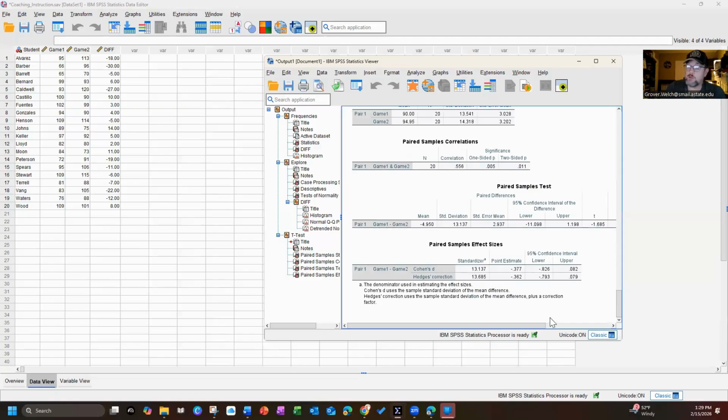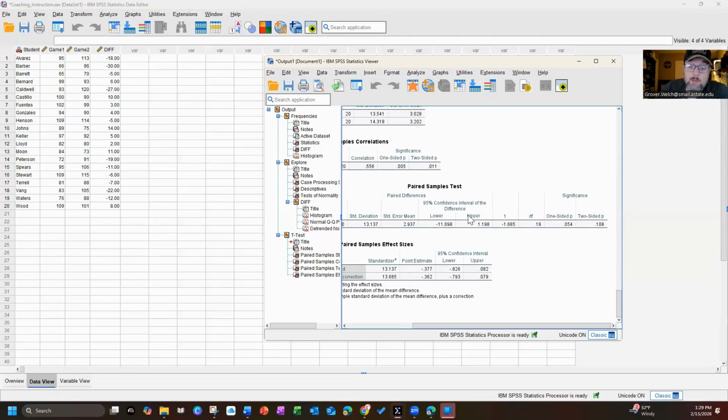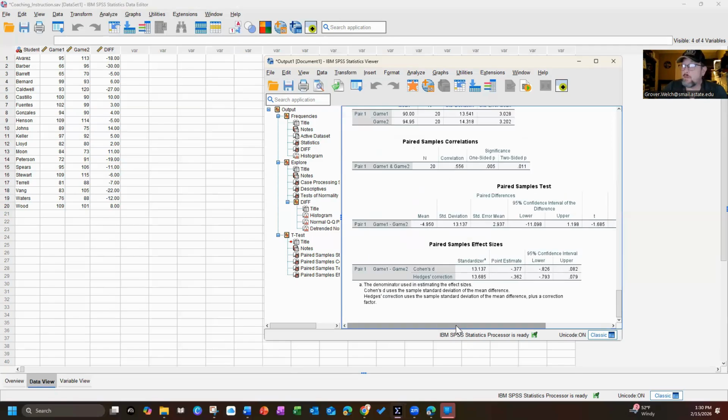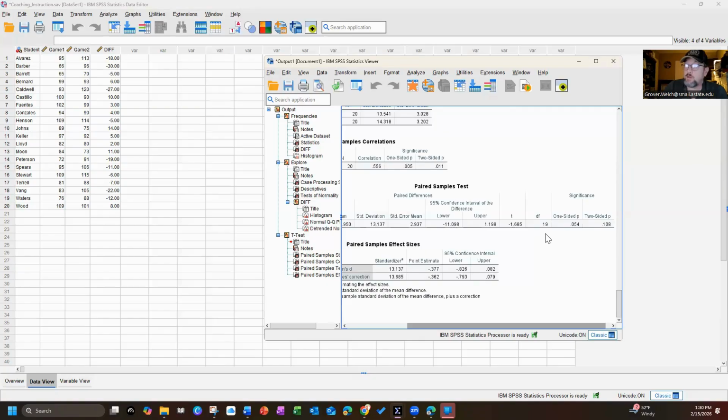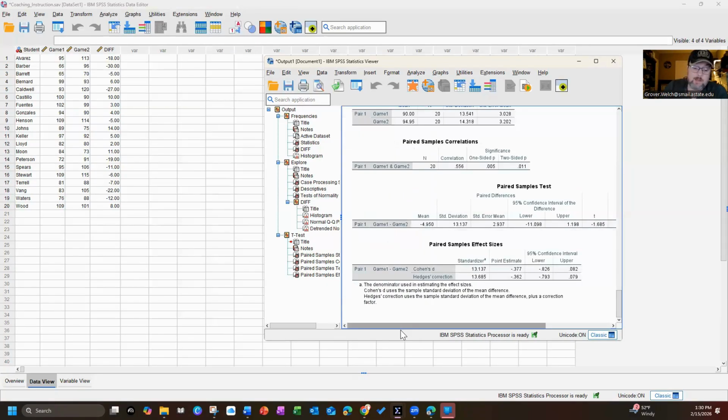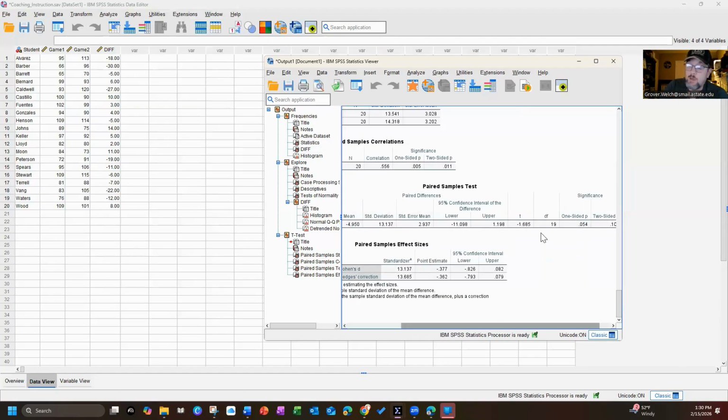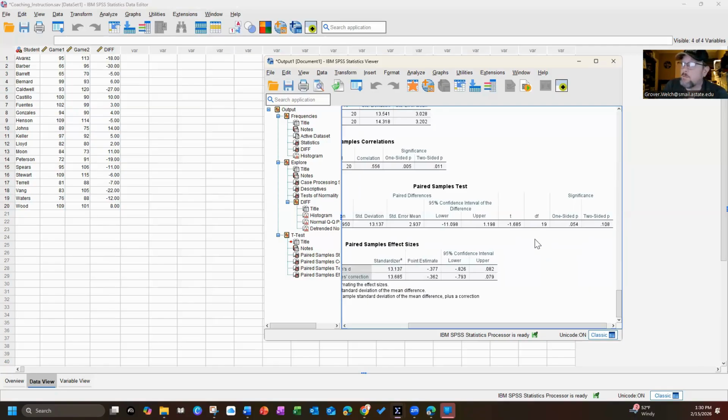All right, so now I don't look at this correlations table, but instead I go down here to my paired samples test table. The paired samples test table provides my statistics. My T, my degrees of freedom: t of 19 equaled negative 1.685. Negative 1.685 was my t value. My degrees of freedom was 19, and my two-sided p-value was 0.108.